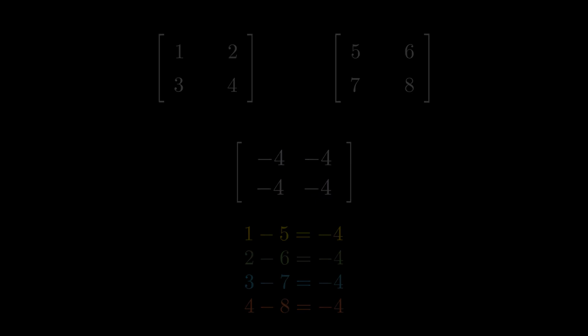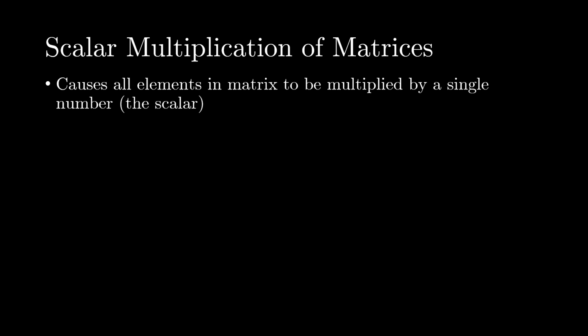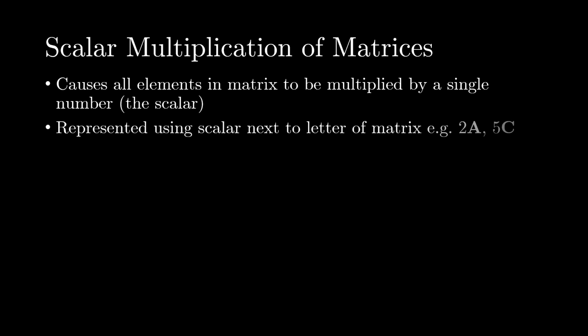Let's now cover scalar multiplication of matrices. For this, it causes all elements in the matrix to be multiplied by a single number, i.e. the scalar. It is represented using the scalar next to the letter of the matrix, and there are some examples here.